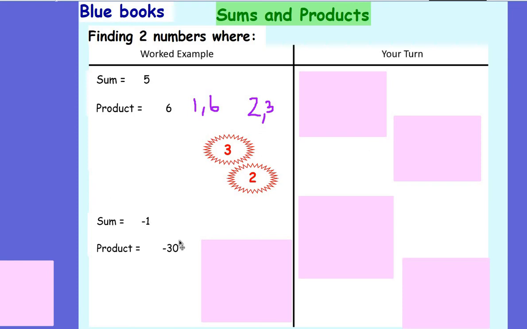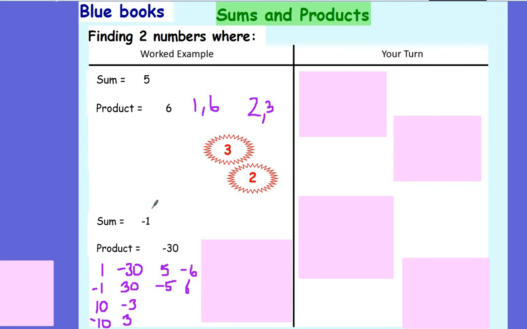and those are my numbers. For my second example, I want the sum of two numbers to be negative 1 and the product to be negative 30. Now pairs of numbers that would give me a product of negative 30 could be 1 and negative 30. They could be negative 1 and positive 30. It could also be 10 and negative 3, negative 10 and positive 3. I could have positive 5 and negative 6, and I could have negative 5 and positive 6. All of those pairs would give me a product of negative 30.